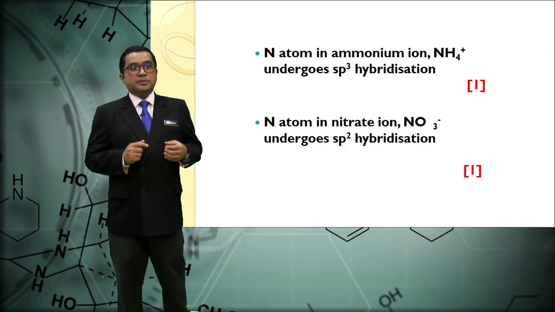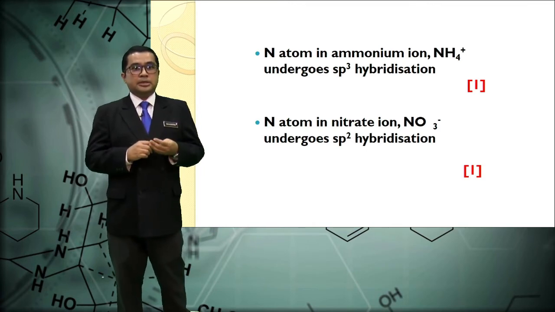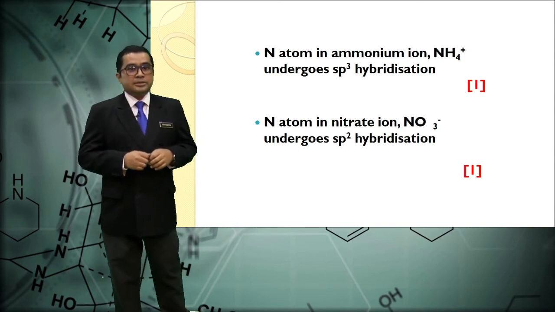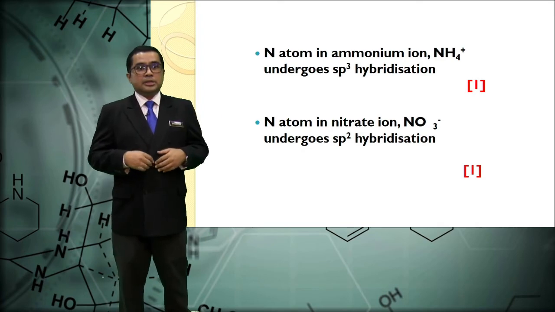So in this case, ammonium has 4 bond pairs, so it will have sp3 hybridization because it has 4 bond pairs. For the second part is how to determine the hybridization of the nitrogen atom in nitrate.